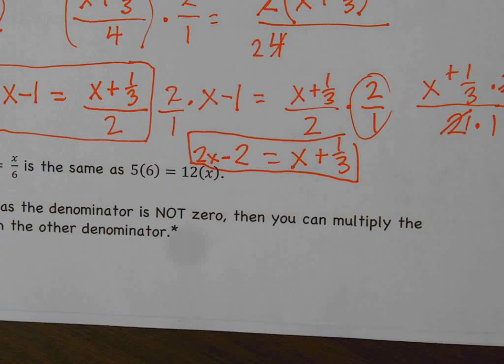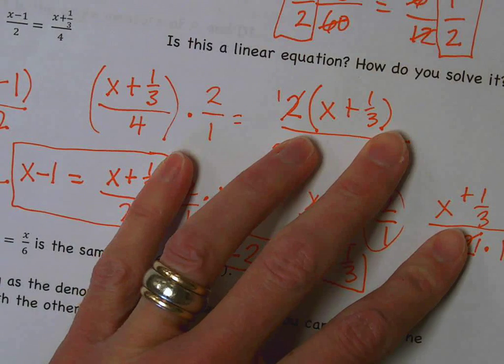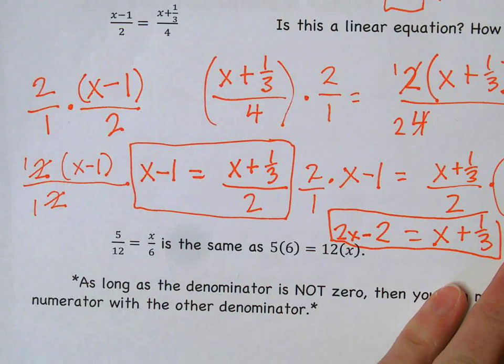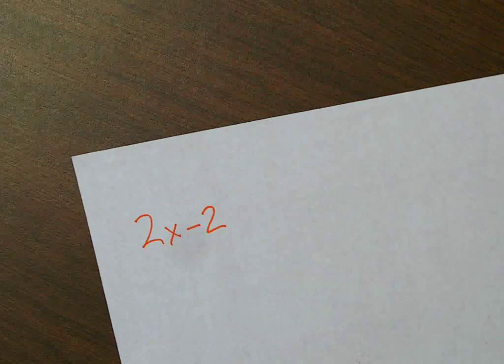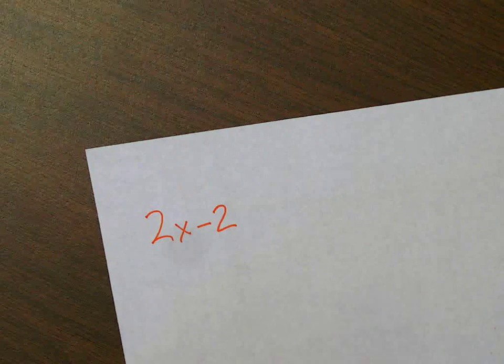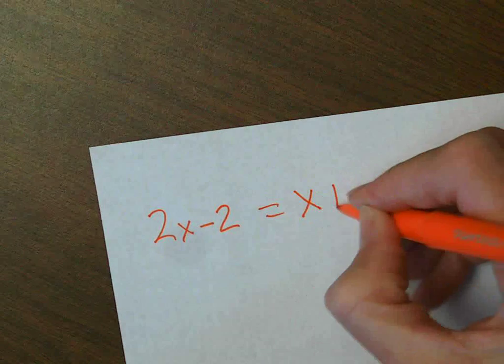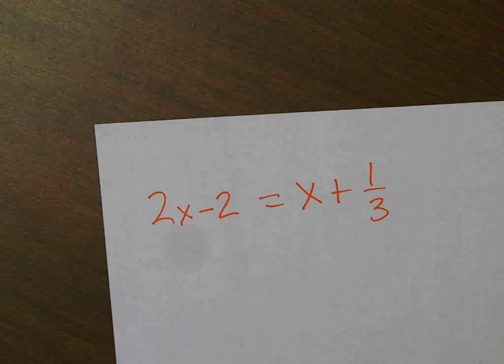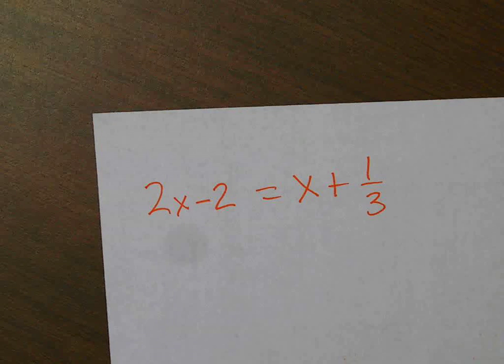The last step of this is to solve the equation that we have left. Let me see if I have the back side of this paper. Yeah, let's just go to the back side really quick. So I have 2x minus 2. Can you see it? No, of course you can't. 2x minus 2 equals x plus 1/3. That's what we're left with now, okay?